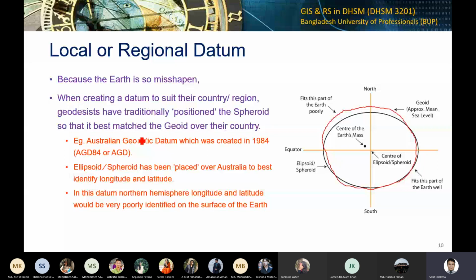Okay, so for Australia, it has AGD 84, or simply AGD. It was created in 1984. So that's why they have it. It has the best placed latitude and longitude for Australia, but then if you try to use it in North America or in Bangladesh, you will start having problems.